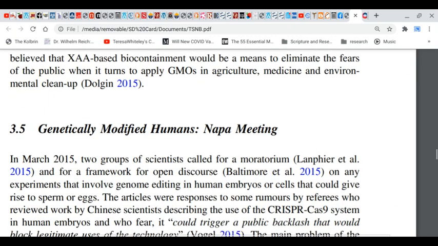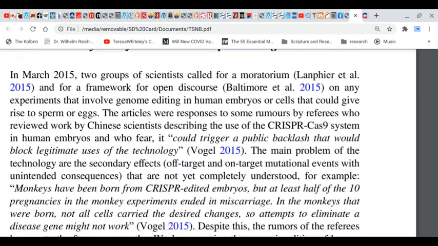Genetically modified humans. In March 2015, two groups of scientists called for a moratorium and for a framework for open disclosure on any experiments that involve genome editing in human embryos or cells that would give rise to sperm or eggs. The articles were responses to some rumors by referees who reviewed the work by Chinese scientists describing the use of CRISPR-Cas9 system in human embryos, who fear it could trigger a public backlash that would block legitimate uses of the technology. The main problem of the technology are the secondary effects, off target and on target mutational events with unintended consequences that are not yet completely understood.